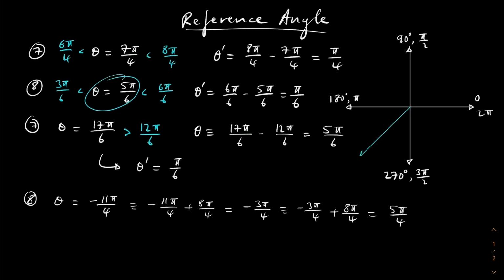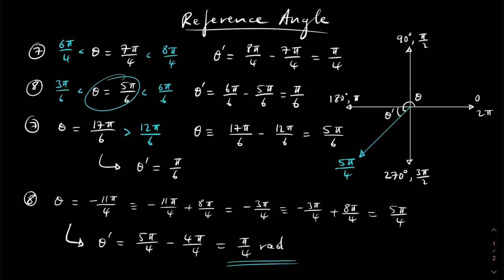And so with that, you can see that this particular angle is stuck between 4 pi over 4, which happens to be pi, and 6 pi over 4, which happens to be 3 pi over 2 right here on the bottom. And so the positive acute angle theta prime that is formed at the terminal side and the x-axis is going to be equal to 5 pi over 4 minus 4 pi over 4, which is equal to pi over 4 in radian. And so with that, we are done.